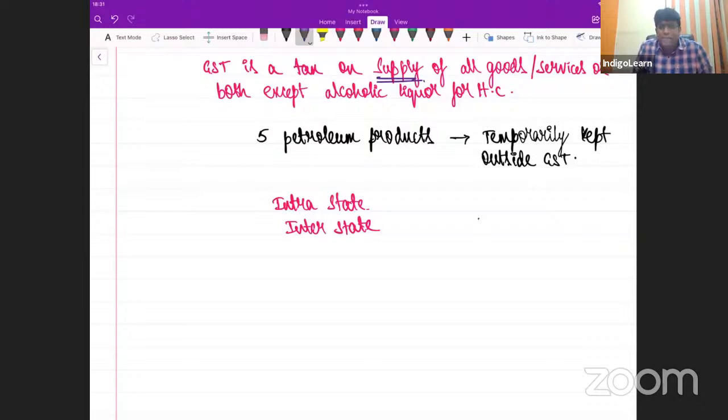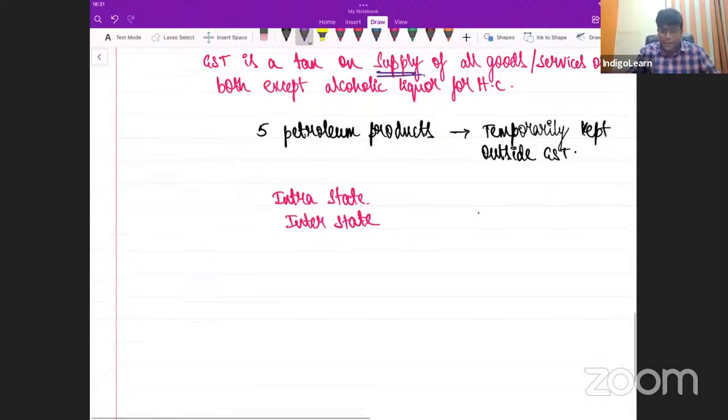And one last time, the definition of GST. It's a tax on supply of all goods or services or both, except alcohol liquor for human consumption. 5 petroleum products are temporarily kept outside GST: petroleum crude, high-speed diesel, motor spirit, natural gas, aviation turbine fuel. That's it. These are the important key points you have to keep in mind in the first topic.